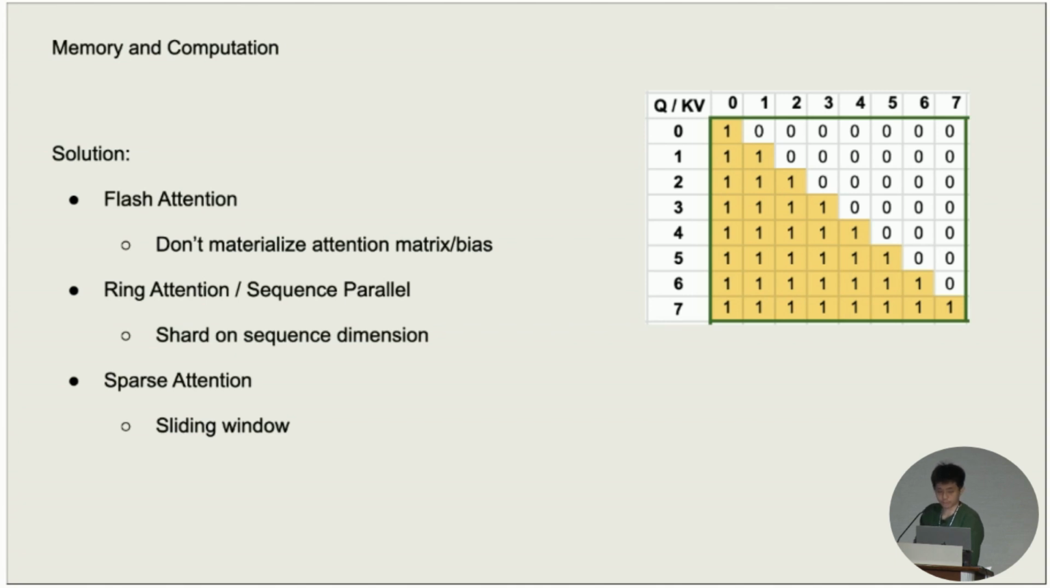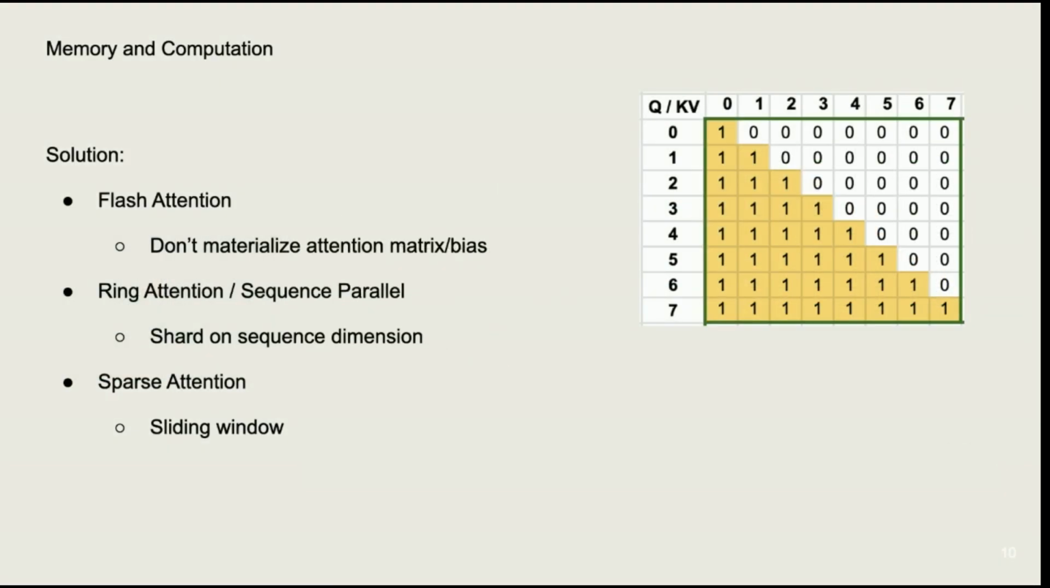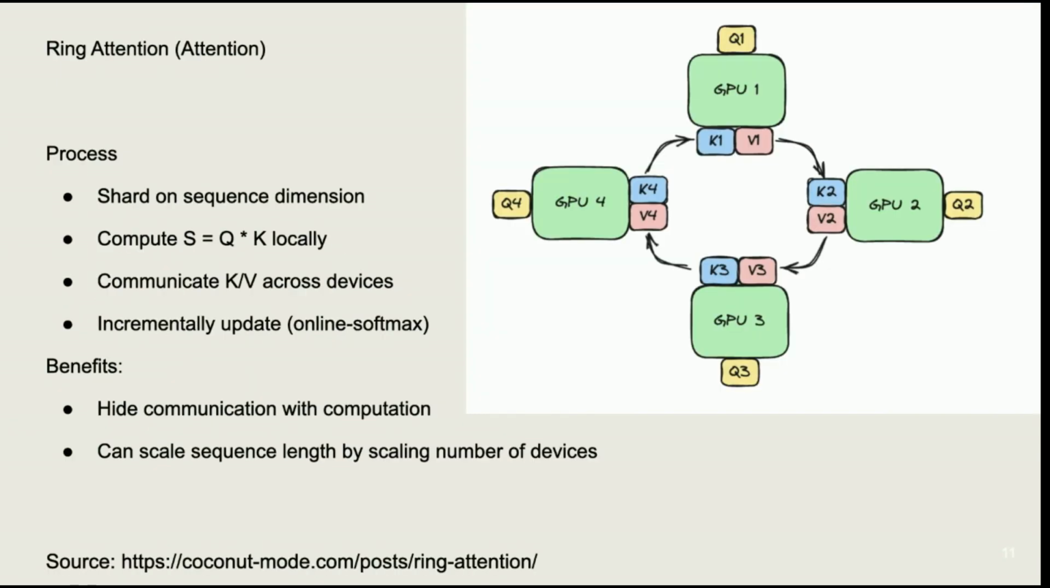We also have some other methods that are less well known, but work really well and are very specific to long context, and are also something we experimented with internally to improve long context training. Those are ring attention, or sequence parallel methods in general. And also we can exploit the sparsity of attention. One of the methods I'm going to introduce later is a sliding window.